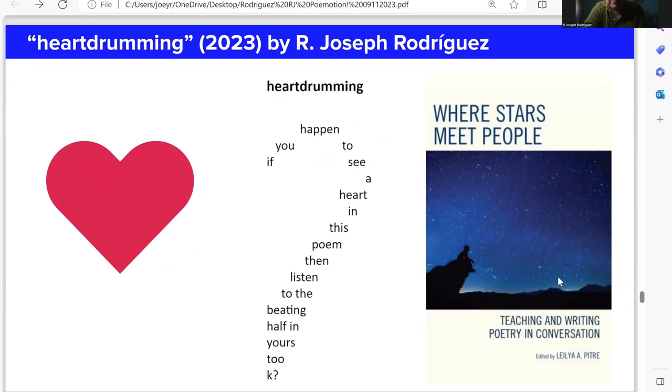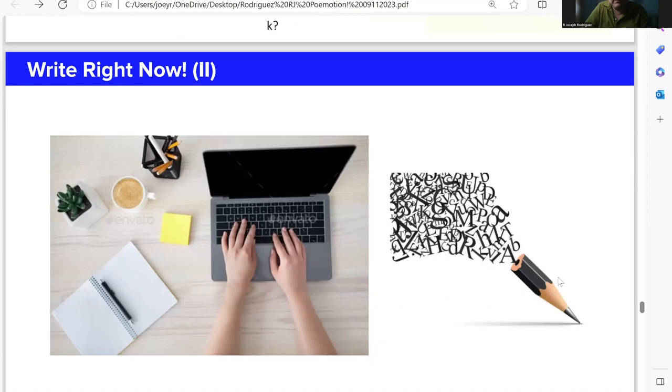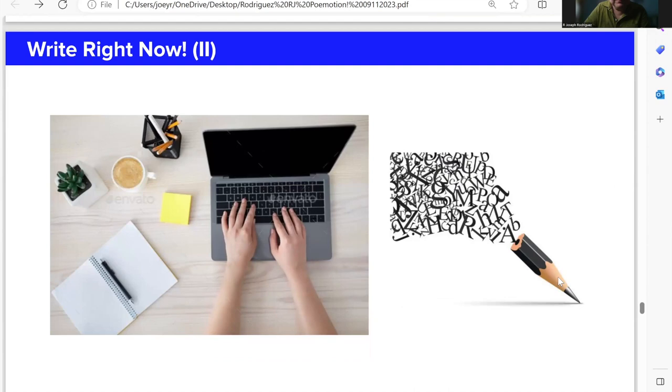Think about a concrete poem or a shape poem. Write your own. Think about a shape you see often, or maybe a shape that's near you right now, by your desk, where you're sitting, or an image in your phone. Create a shape or concrete poem from that image.